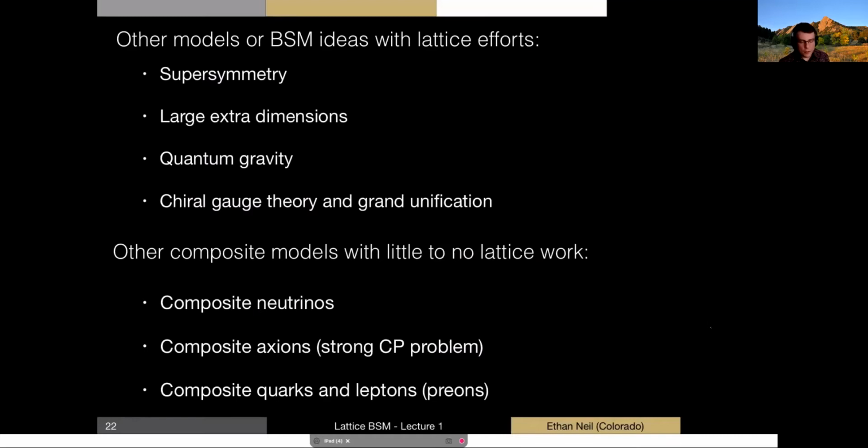And then on the side where there's little to no lattice work, but where I think there could be, there are a handful of these kinds of models out there, and I sort of mentioned them so you know the keywords to look for. There are models of composite neutrinos, so giving neutrino mass by coupling to a composite sector. Composite axions, either to solve the strong CP problem or just more generally. And then composite quarks and leptons, so the idea that everything in the standard model could be composite. This goes under the names of preons, typically.